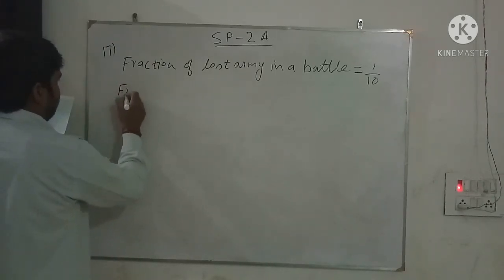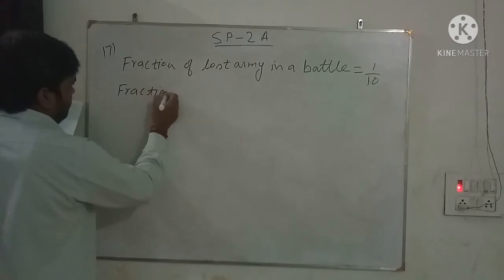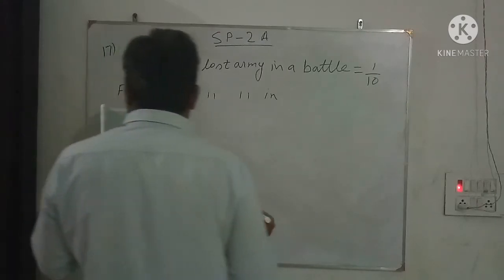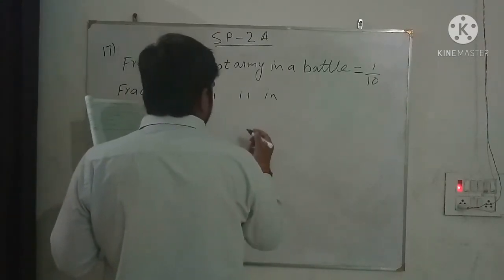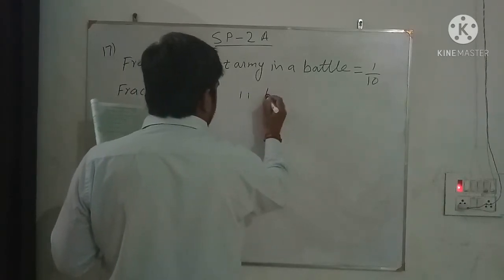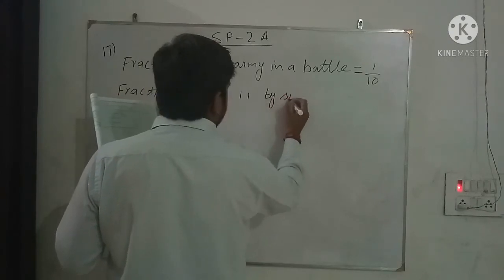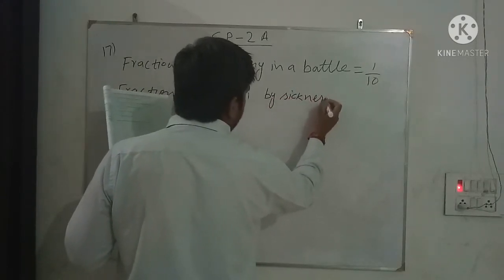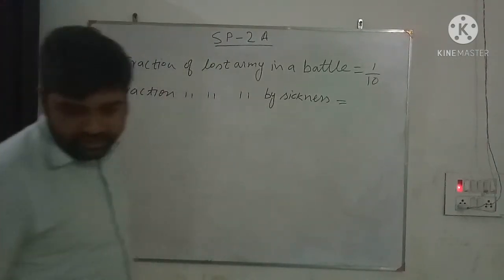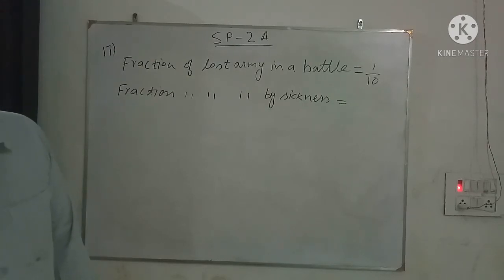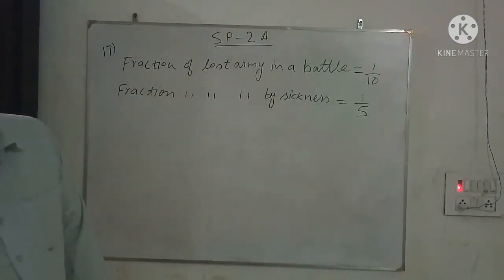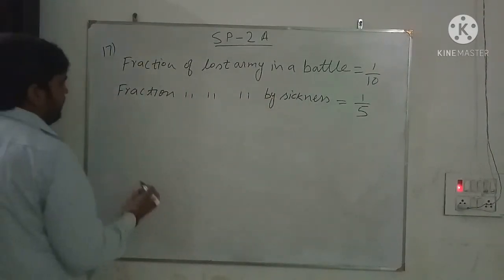Now again, fraction of lost army in sickness. Fraction of lost army by sickness, by becoming ill. How many armies lost their life by sickness? That is given 1 by 5 of the total army. What fraction survives means fraction of left army.